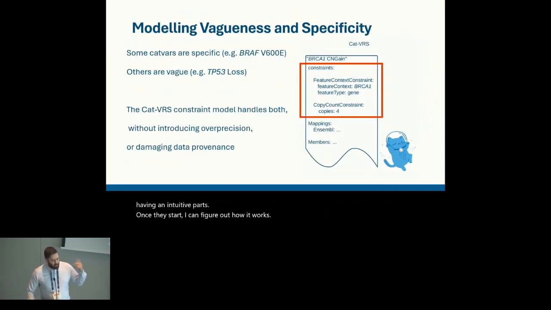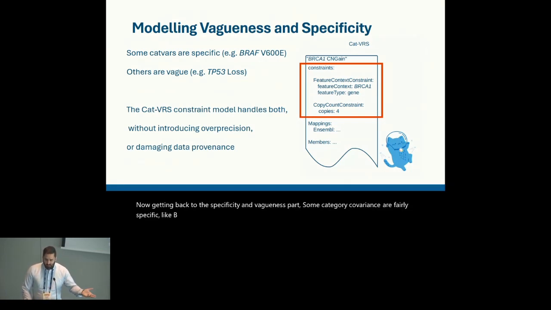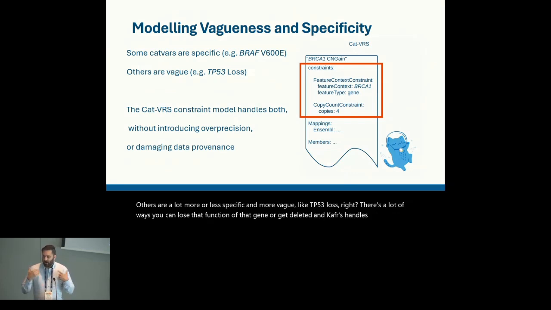Now, getting back to the specificity and vagueness part, some categorical variants are fairly specific, like BRAF V600E, which is why you may have raised an eyebrow when I first said that. Others are a lot less specific and more vague, like TP53 loss, right? There's a lot of ways you can lose the function of that gene or get it deleted. And Cat-VRS handles both without introducing over-precision or damaging data provenance by breaking those different dimensions of meaning out and then modeling those separately, and the specificity of those properties separately.